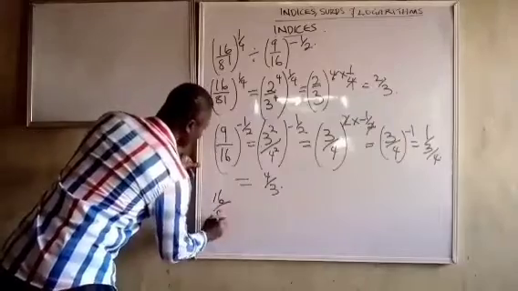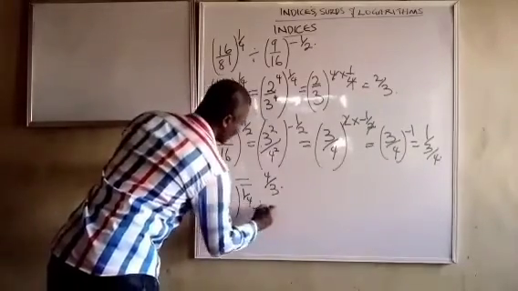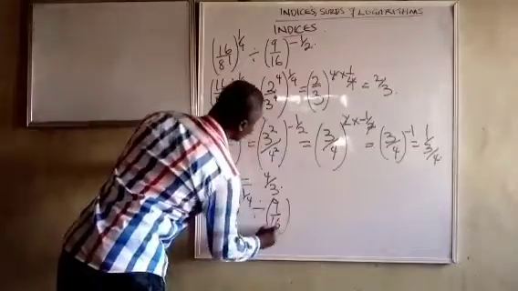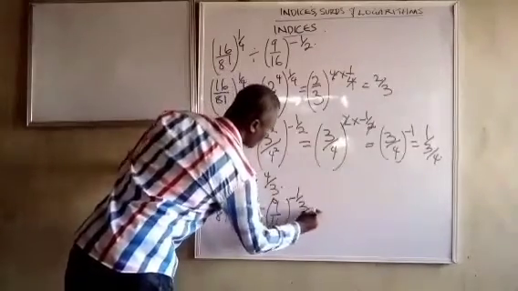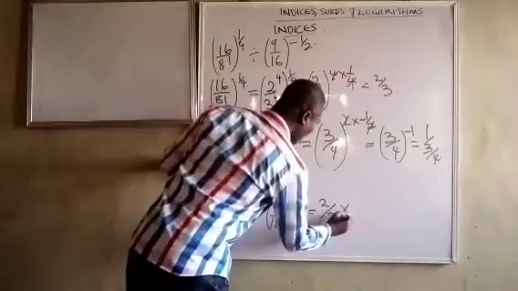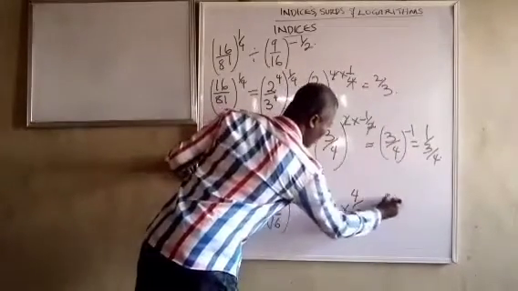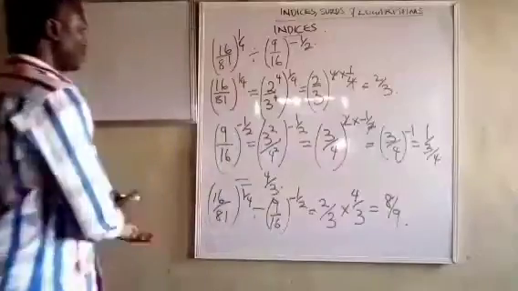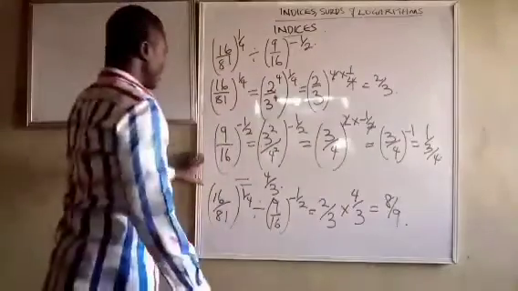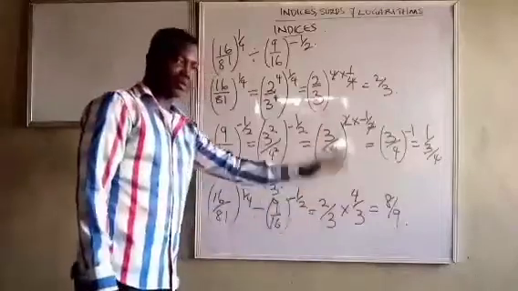And this one shows 16 over 81 raised to power 1 over 4 divided by 9 over 16 raised to power minus half is equal to 2 over 3 times 4 over 3, 8 over 9. So, if you are new, this is how you have it. But if you have been used to it, you can do it straight and get your answer in one straight line.